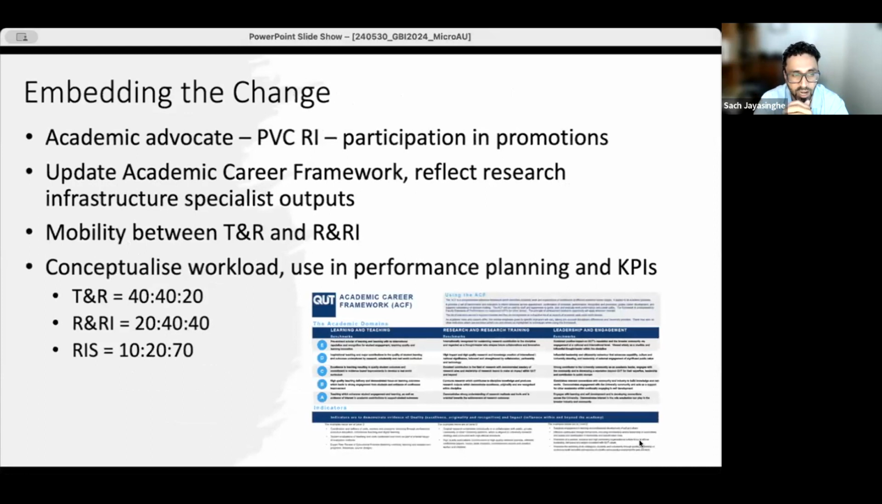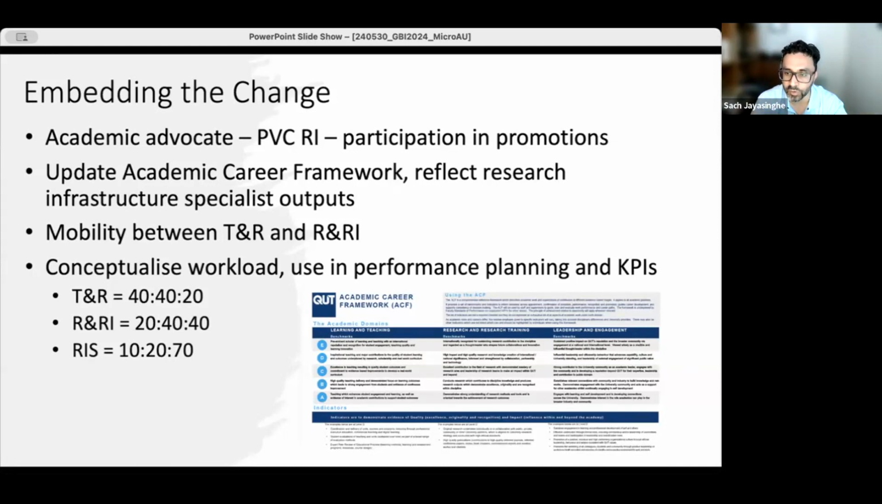So then it's really a question about how do you embed this change? I was able to convince the provost at the time to have this research infrastructure stream. And what that in turn led to was QUT's academic career framework actually has points in it under learning and teaching, research and research training, leadership and engagement that speaks to the role of a research infrastructure specialist. And the fact that it's in the academic career framework now embeds a process where, as part of your application for promotion, you can speak to the fact that you might not be supervising a PhD or a master's student, but you just taught 200 people on mass spec or imaging or microscopy. Under research and research training, you can talk about your methods development and so on and so forth.